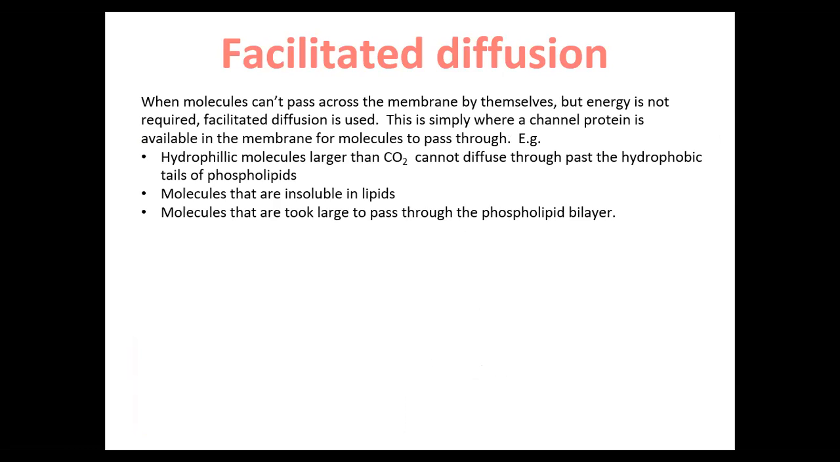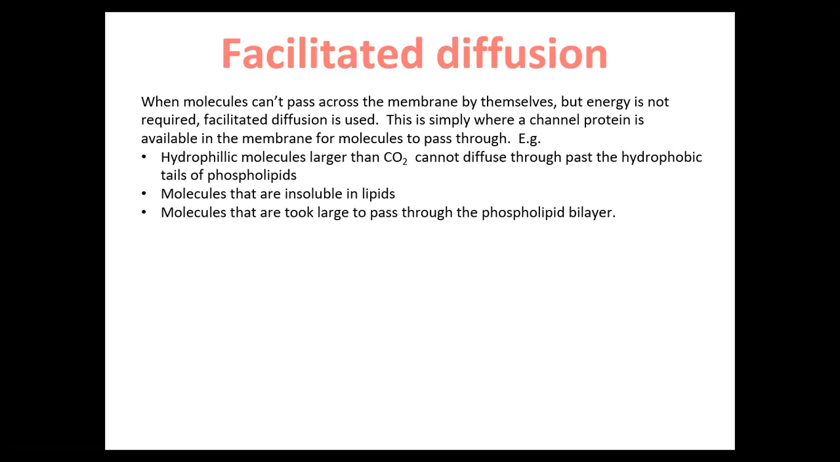This is just where we use a channel protein. So it's a molecule that can't just get through the membrane itself, for example an ion. So we use a channel protein for the molecule to pass through. For example, hydrophilic molecules larger than carbon dioxide cannot diffuse past the hydrophobic tails of phospholipids. CO2 can get through fine. Anything bigger than that can't diffuse through, so we'd have to use a channel protein.